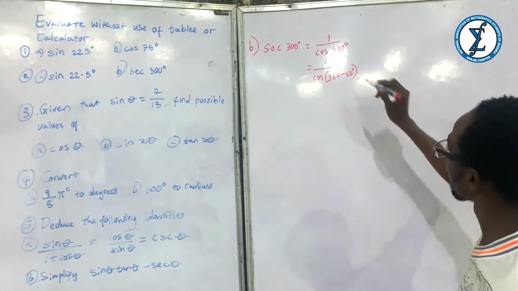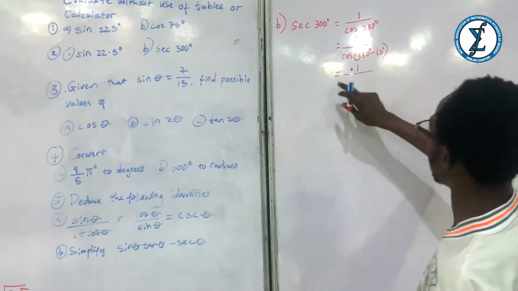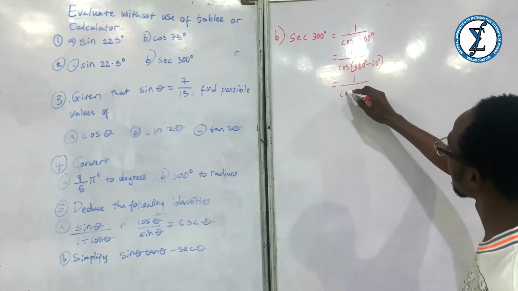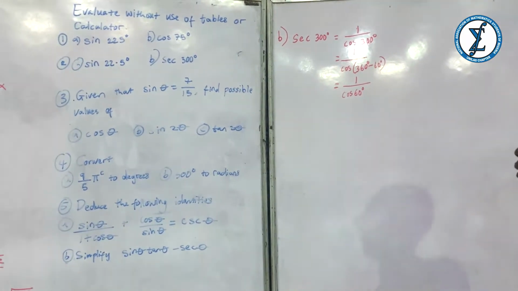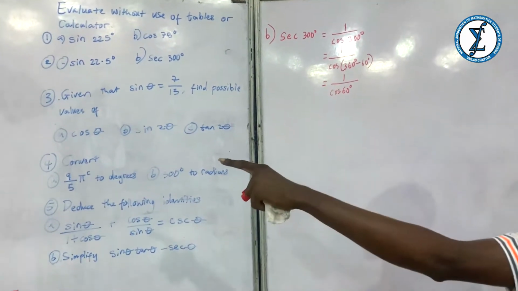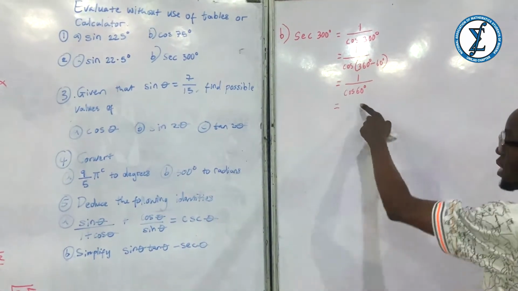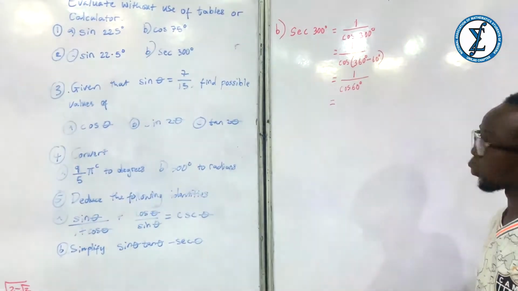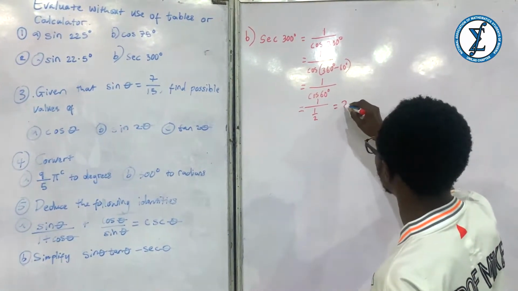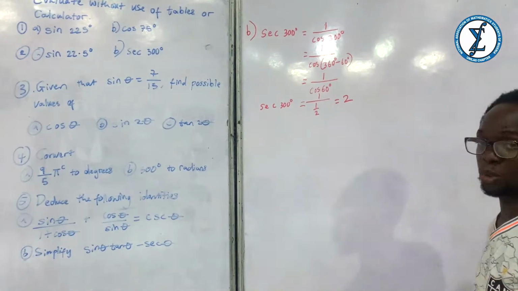Our theta will give us 60 degrees. The purpose of expressing it in this form is so that we can use the definition that tells us that this is exactly the same as cos 60 degrees. Now, recall that this is positive and not negative, and that's because cosine is always positive in the fourth quadrant. And so you can go on straight to evaluate. Cos 60 degrees is 1 over 2. So we have 1 divided by 1 over 2, which gives us 2. And so sec of 300 degrees is equal to 2.